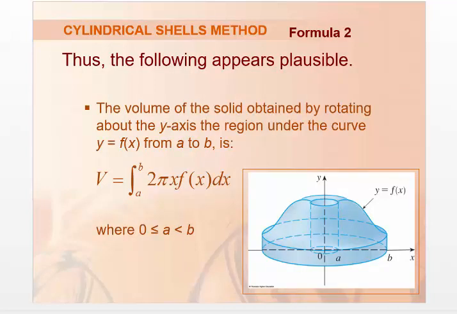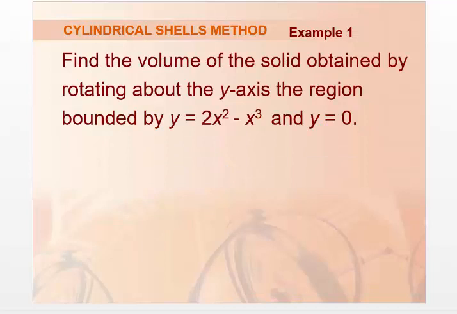So thus the following seems plausible. The volume of the solid obtained by rotating about the y-axis the region under the curve y equals f of x from a to b is given by that simple integral. So the volume is equal to the integral from a to b of 2 pi x times f of x dx. Let's go back and look at the problem that we had.